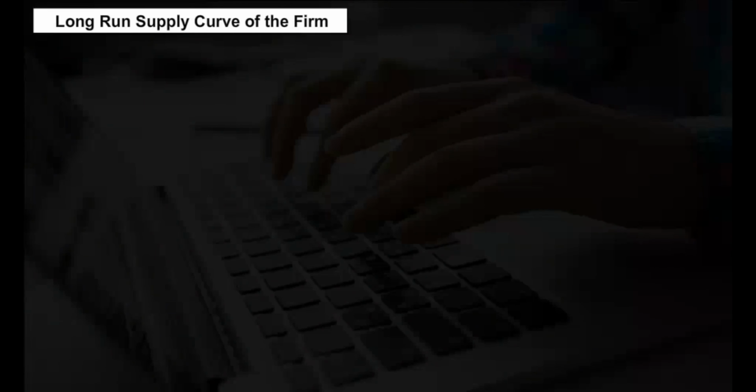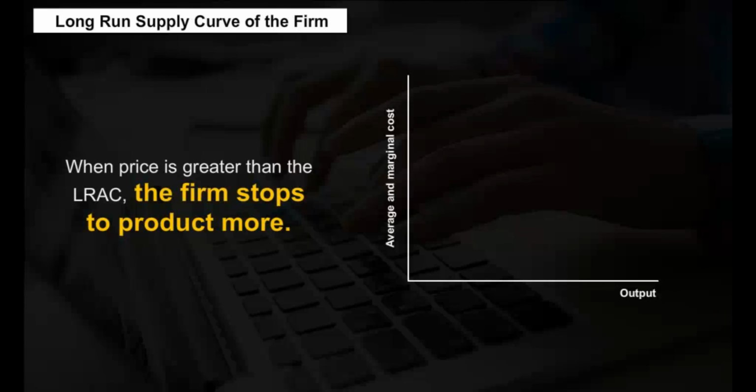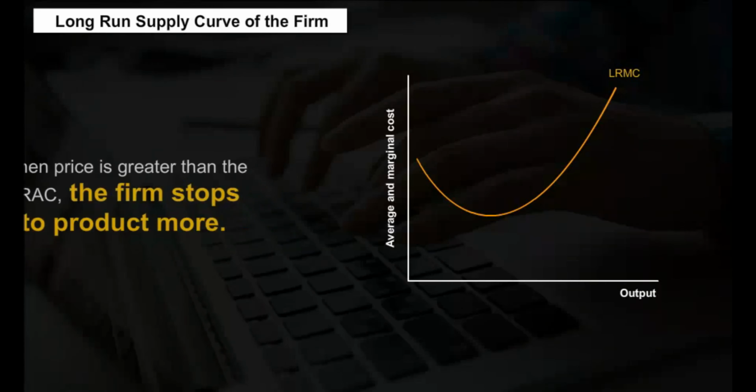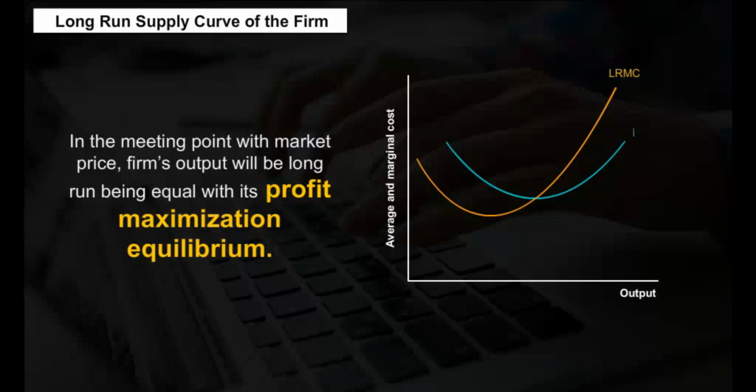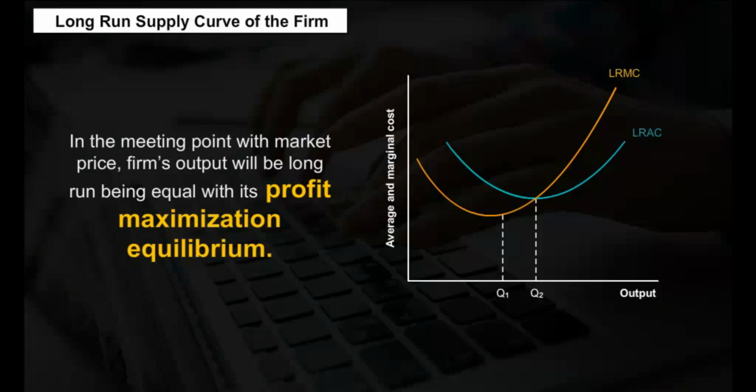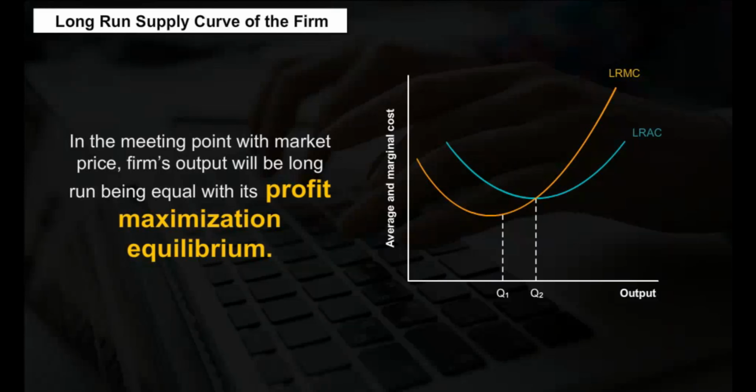Long-run supply curve of the firm. When price is greater than the LRAC, the firm produces more. At the meeting point with the market price, the firm's output in the long run will be equal to its profit maximization equilibrium.